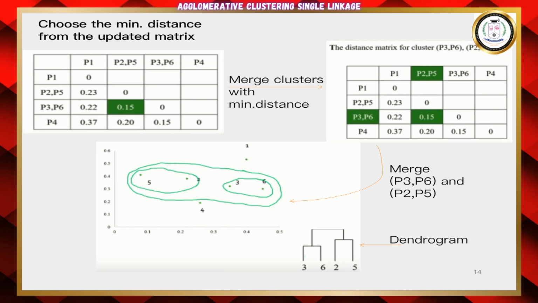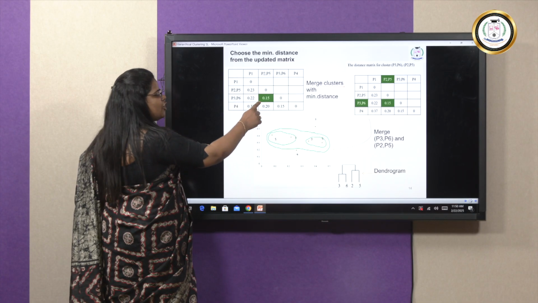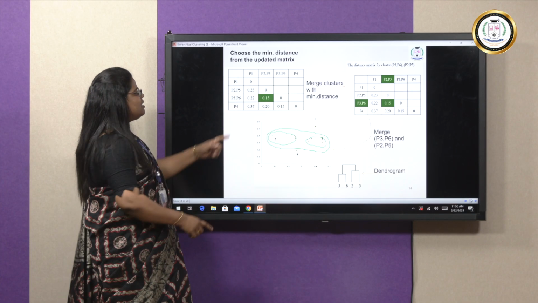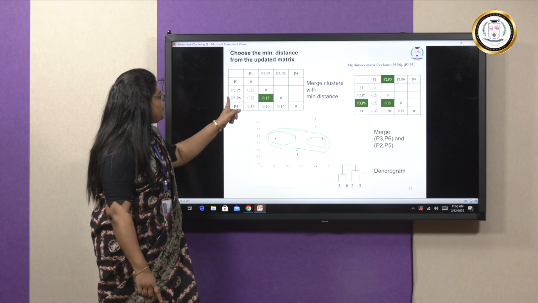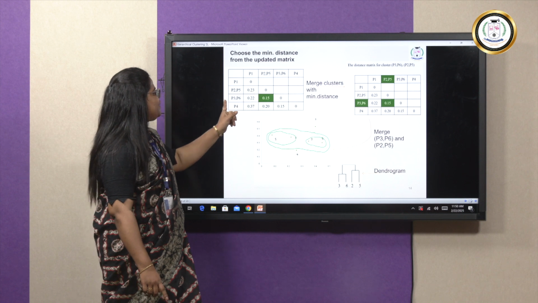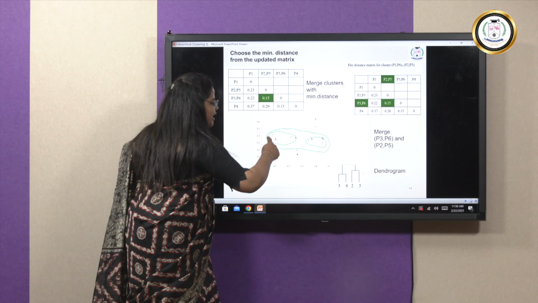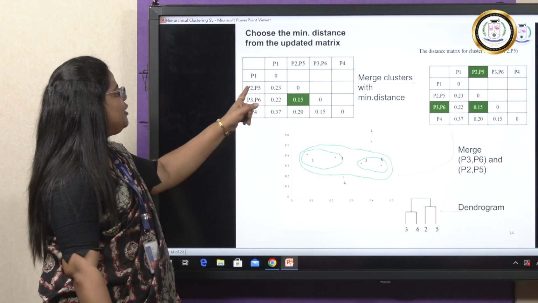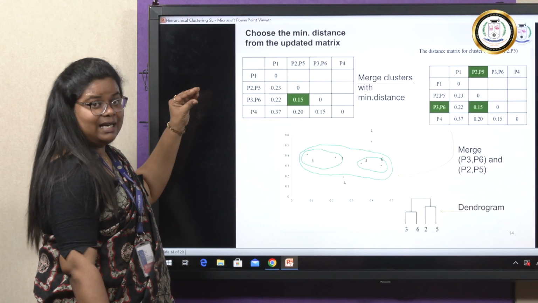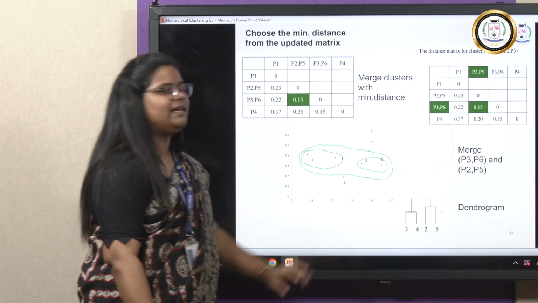Once you compute this, the minimum value is 0.15. Correct. So this is the updated matrix, and from this 0.15 we are getting the minimum distance. So 0.15, P2, P5, P3, P6 we are getting as a group. Hereafter P2, P5, P3, P6 are no longer two different clusters. You have to consider it as a single cluster, so you can merge those. So P2, P5, P3, P6 are the refined clusters. So already it is there, so you can join those two in the dendrogram.